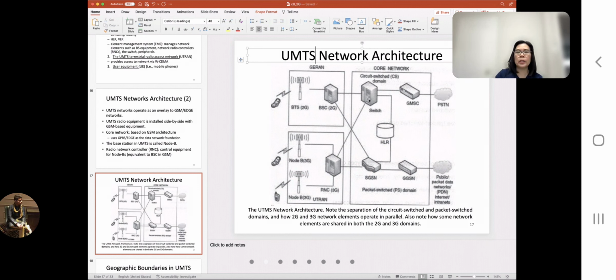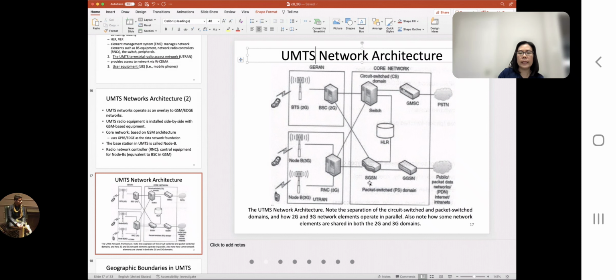And then, of course, the switch has access to a database, which is the home location register that contains information of the subscribers in the network. Of course, we have another database, which is VLR, the visitor location register, but they don't show it here. But we have VLR as well. So this is the voice component, the circuit domain.